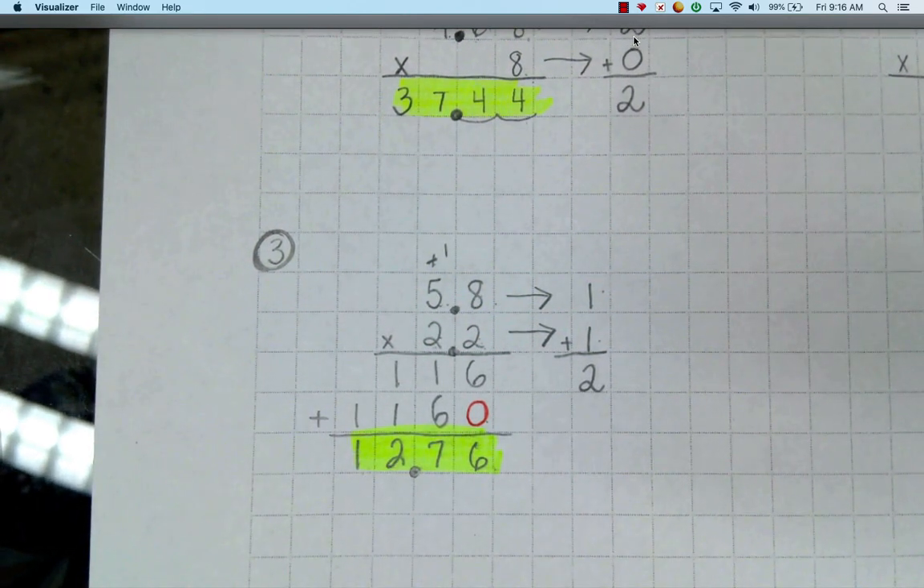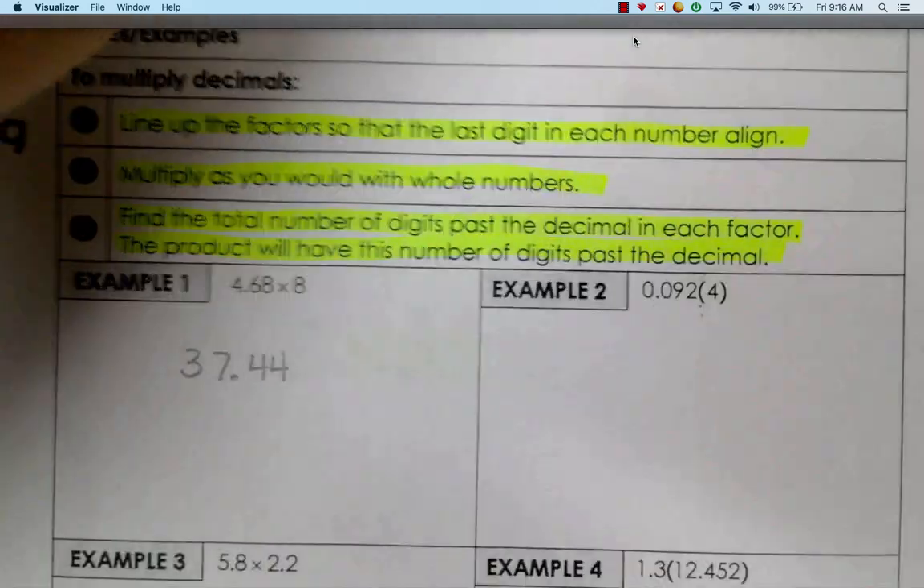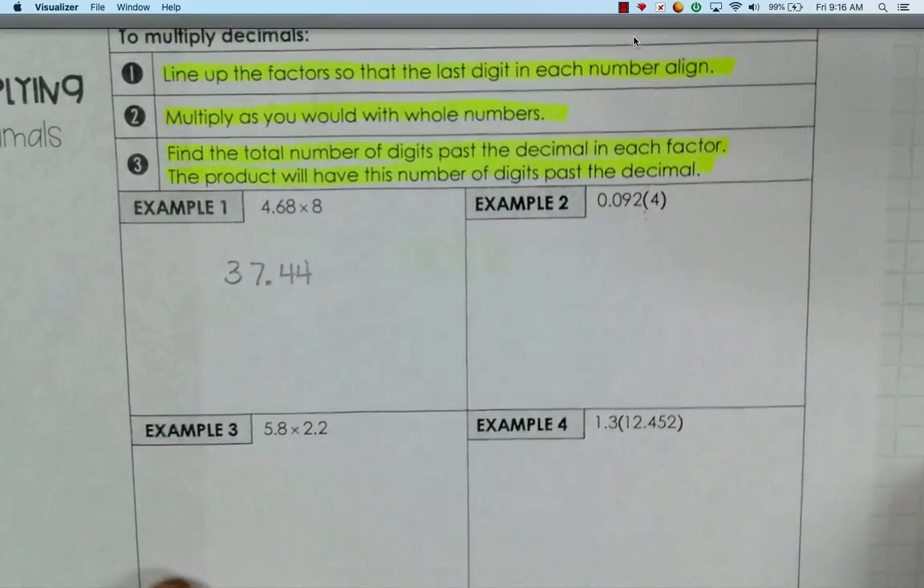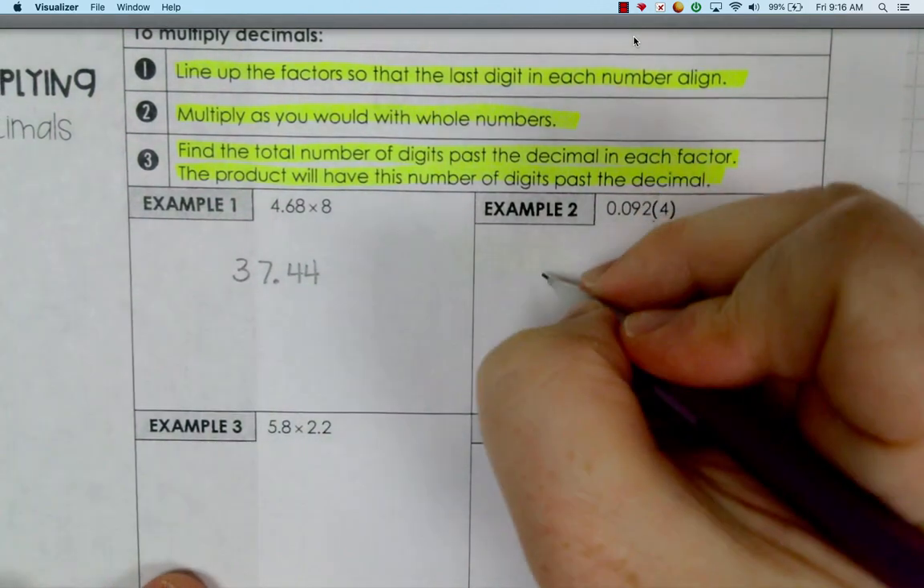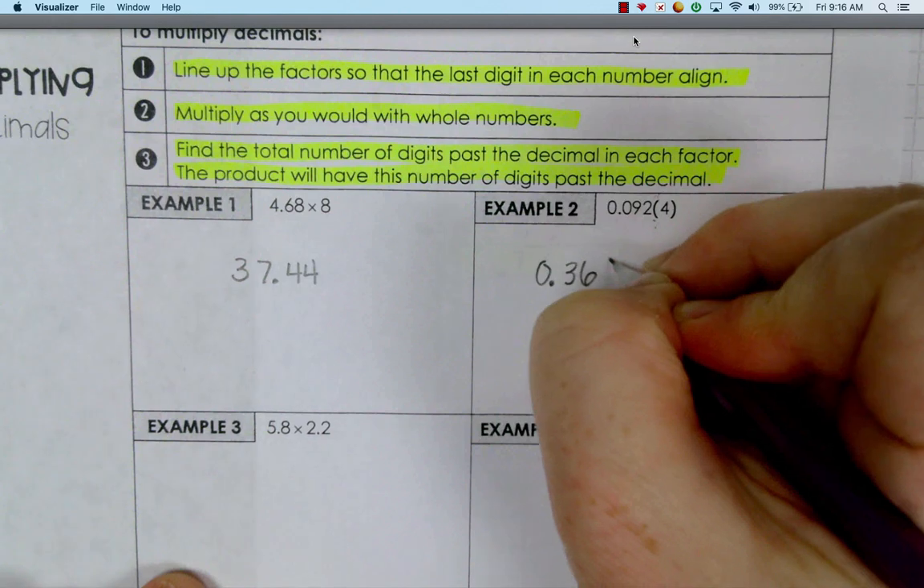You know, I've done a bad thing of not writing my products over here. I'll get better. So will you. That first one. The second one was 0.368, 368 thousandths. And then my third example, what do we have? 12 and 76 hundredths.